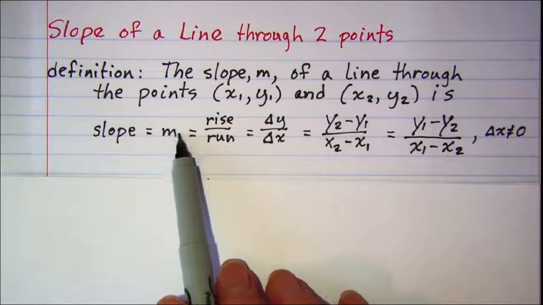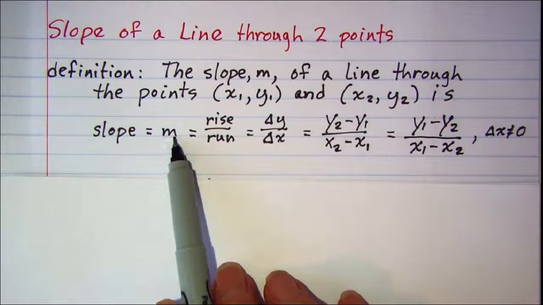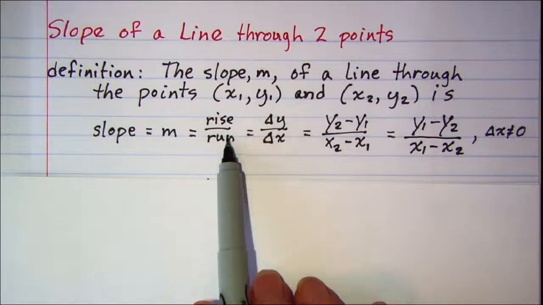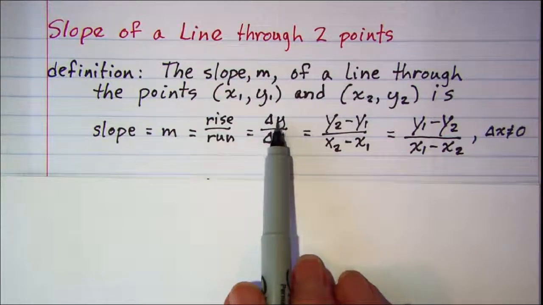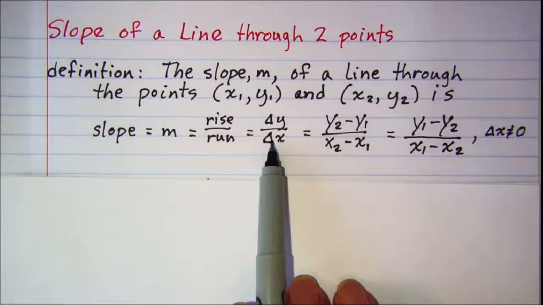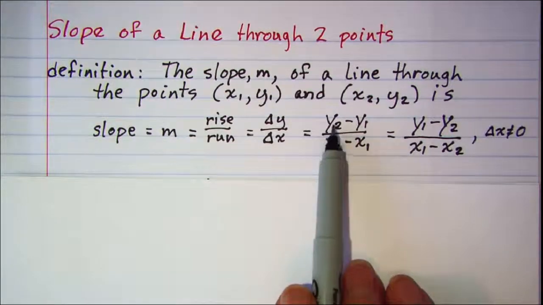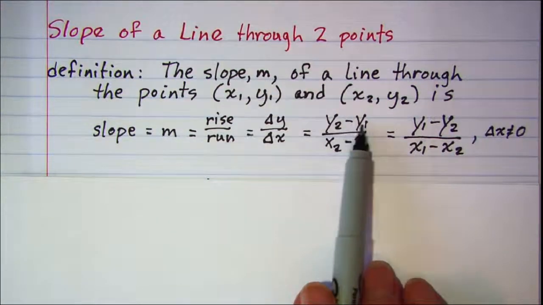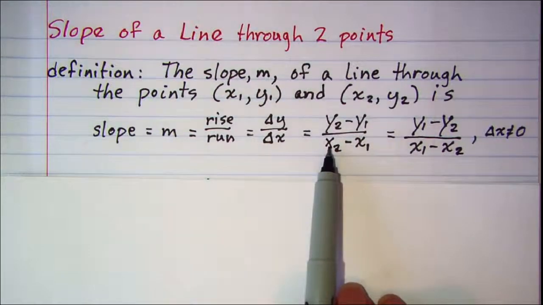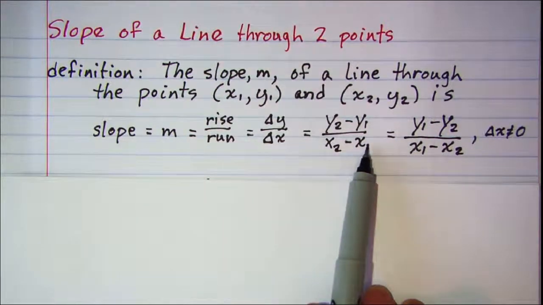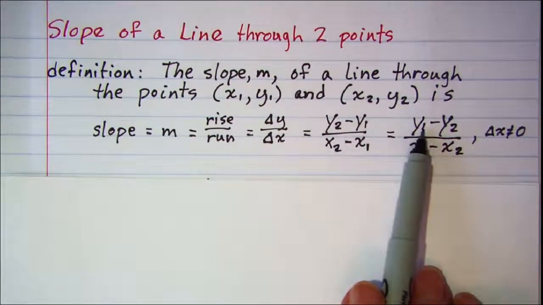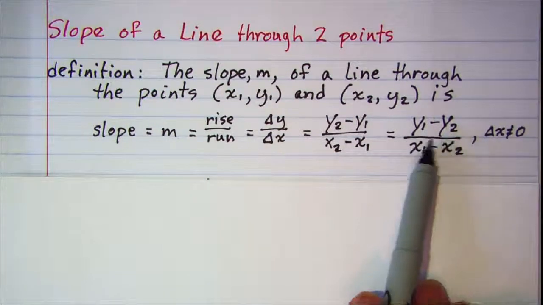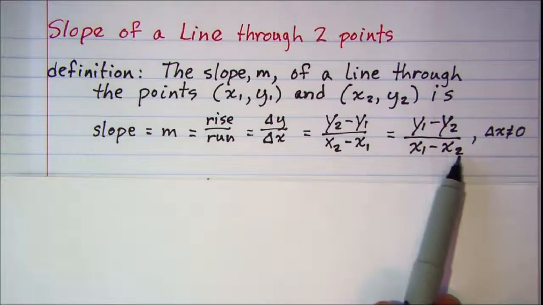M is usually the letter that's used. We often know that it's rise over run. You may hear it as change in y, delta y, meaning change in y over change in x. And then the equation is y2 minus y1 over x2 minus x1. Notice you can also switch those, so you could have y1 minus y2 over x1 minus x2.